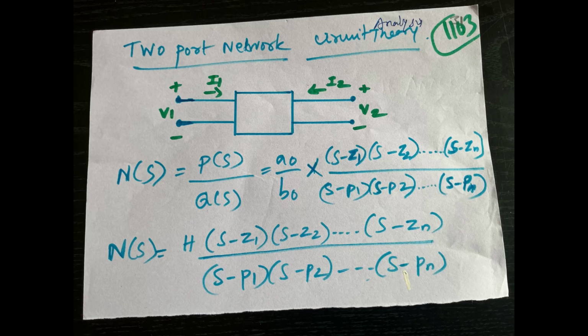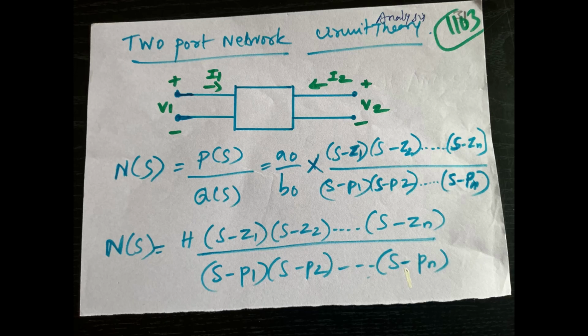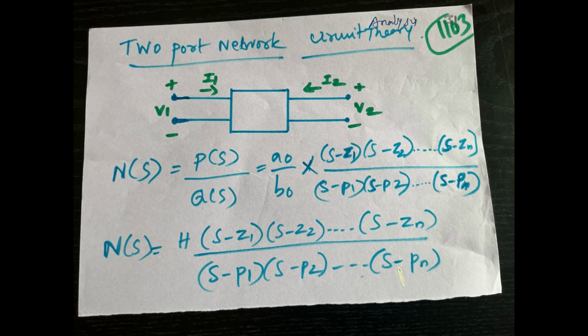That is equal to A naught divided by B naught into S minus Z1 into S minus Z2 and so on, divided by S minus P1 bracket S minus P2 and so on, up to S minus Pn. Here Z1, Z2 are the zeros and P1, P2 are the pole values. So N of S is equal to H into S minus Z1 into S minus Z2 and so on, divided by S minus P1 bracket S minus P2 bracket and so on, up to S minus Pn bracket. That is the formula for the two-port network function.